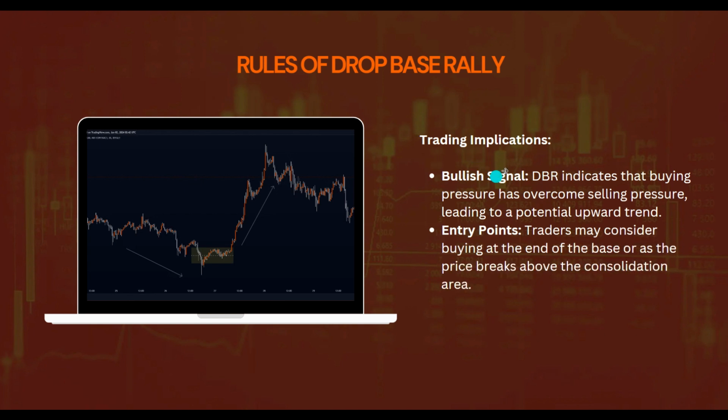Implications. The DBR indicates buying pressure that has overcome selling pressure, leading to a potential uptrend. Entry points. You need to be getting into the market once you start seeing break of structure, which is roughly around about here. Getting in at the top of the box here, stop loss in the middle or just underneath that low, or you could put stop loss underneath the box and try go to the upside, taking out the high up here if you're going to be conservative.